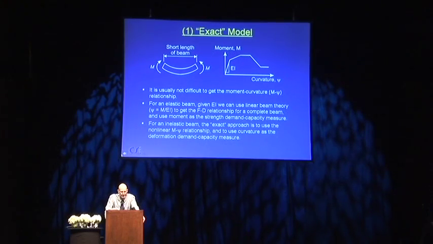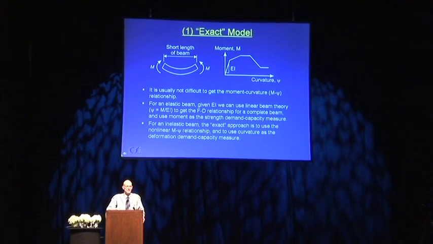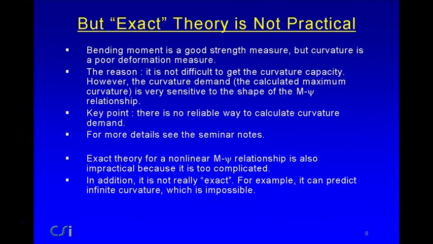For an inelastic beam, you might say, okay, why don't we just use the nonlinear or deformation counterparts of bending moment? Let's use a nonlinear moment curvature relationship as shown up here, and let's use curvature as the demand capacity measure. That would be the natural approach, and this would be an exact model. The trouble is it's impractical. It's impractical for a number of reasons, and I can't go into details too much, but in your notes there is some additional documentation on this.